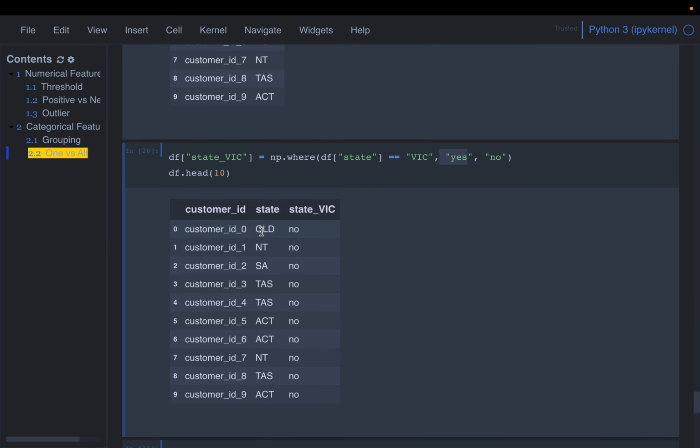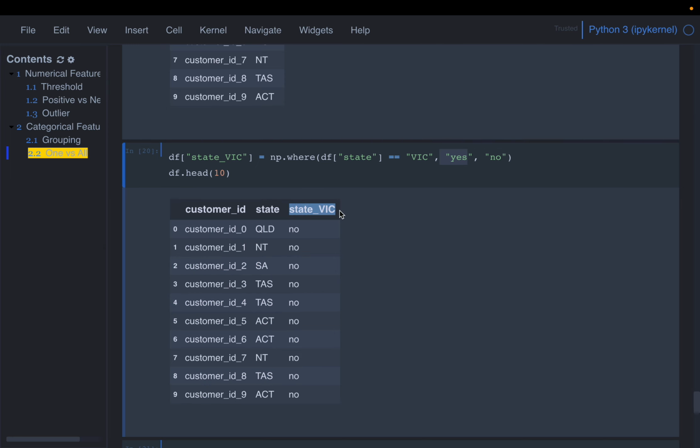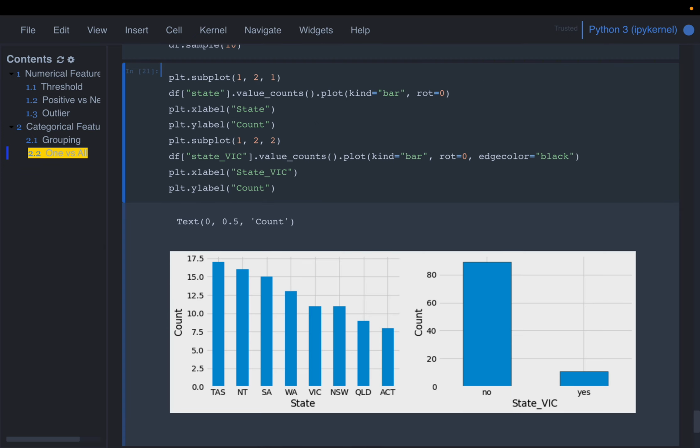Okay, so we have the raw data, the state, and then we have created a binary variable called is it a Victoria state or not. So all these, none of them are Victoria, so those are no. Let me check one with Victoria.